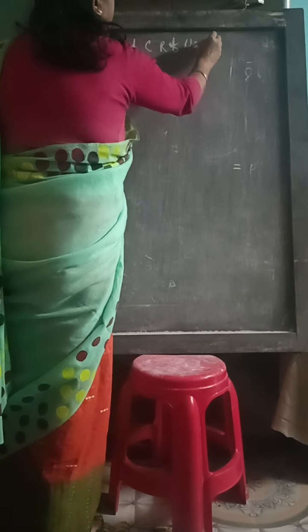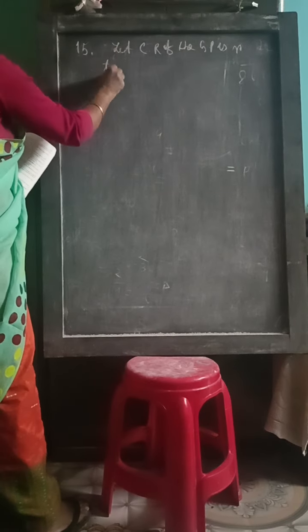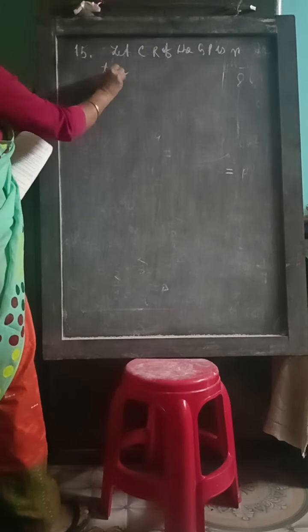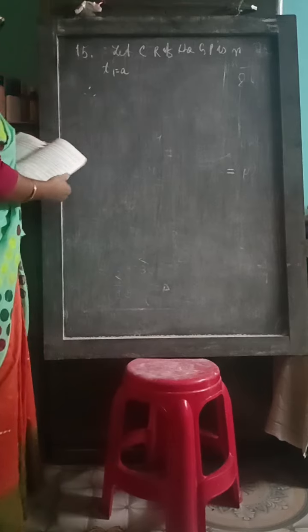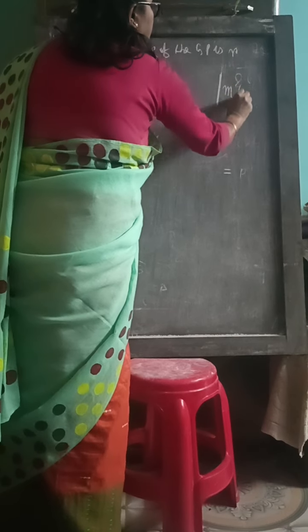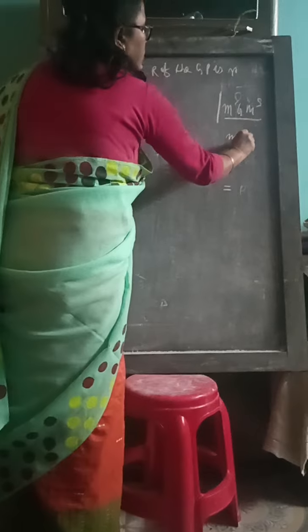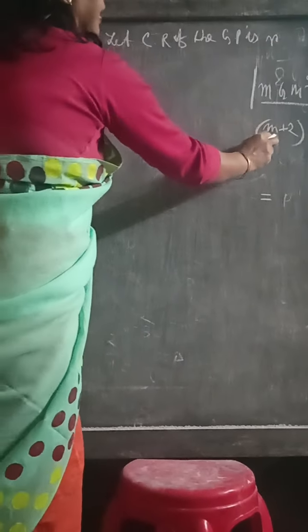Let the common ratio of the GP be r. The first term is equal to a. Therefore, how many GMs between them? m GMs. So the last term must be what? The m plus 2 term. Understand? So the last term must be the m plus 2 term.